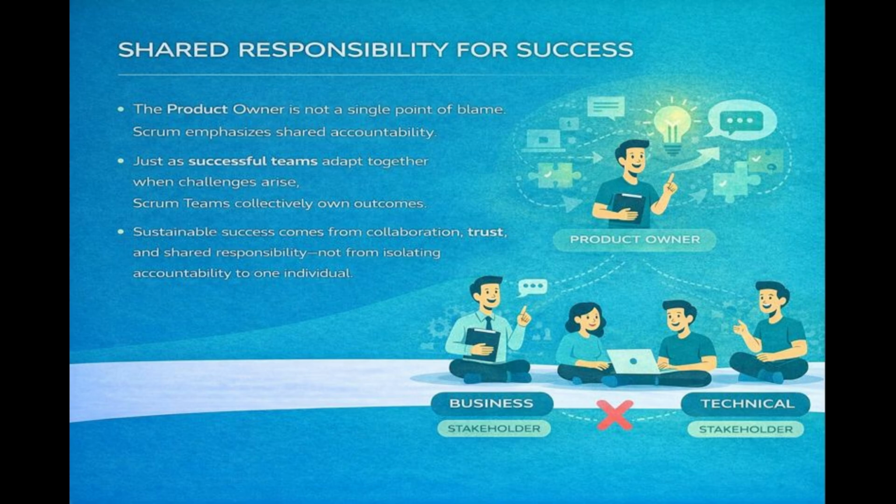Shared responsibility for success. The product owner is not a single point of blame. Scrum emphasizes shared accountability. Just as successful teams adapt together when challenges arise, Scrum teams collectively own outcomes. Sustainable success comes from collaboration, trust, and shared responsibility, not from isolating accountability to one individual.